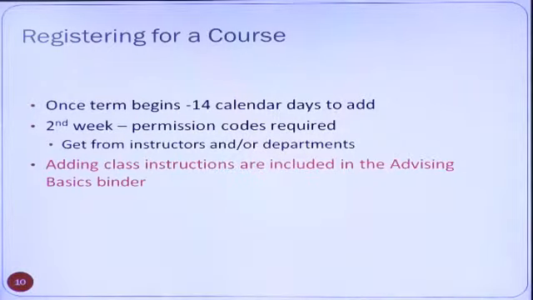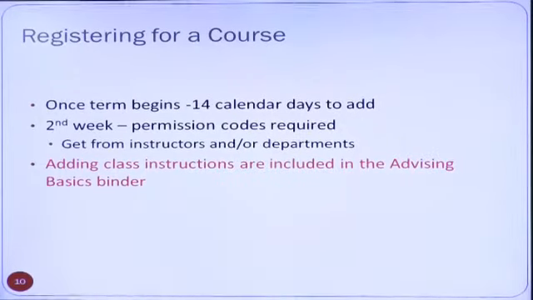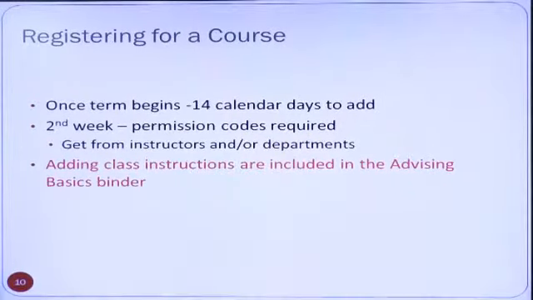So once a student wants to register for a course, they have 14 calendar days to add a class. Once the term begins, there's 14 calendar days for them to add. And in the second week, the week that classes start, that next Monday, they're going to need a permission code to get into a class. That way they can maintain who's in classes and if they're full or whatnot. They get a permission code from the department or the instructor. And like I say, the adding class instructions are included in your binder and again on those tutorials.